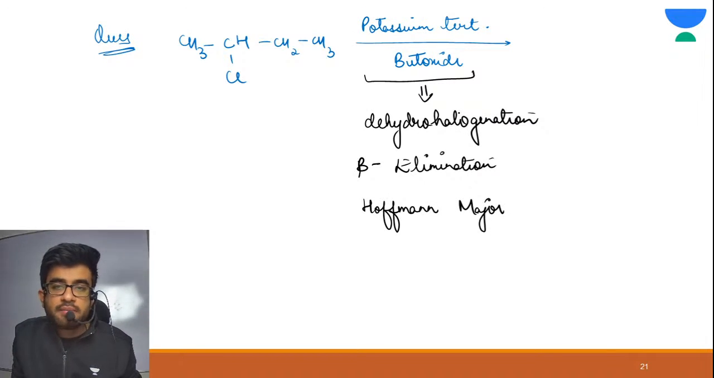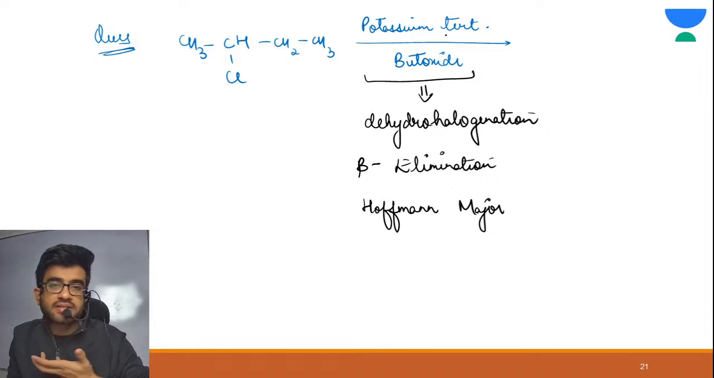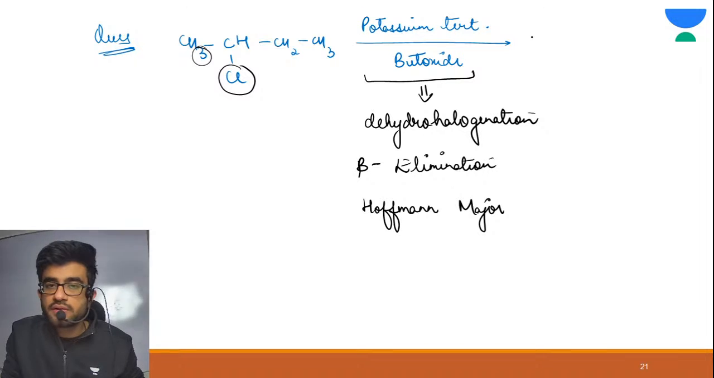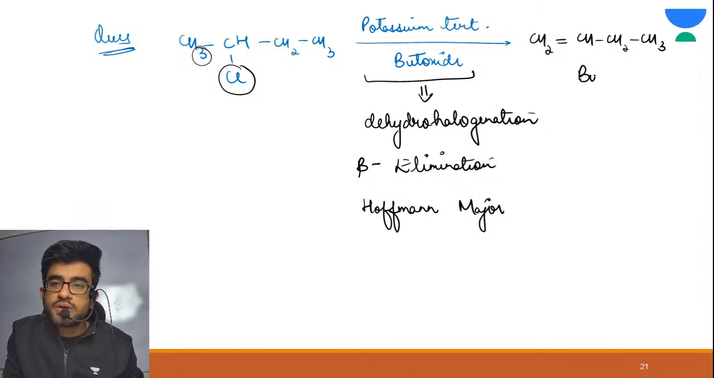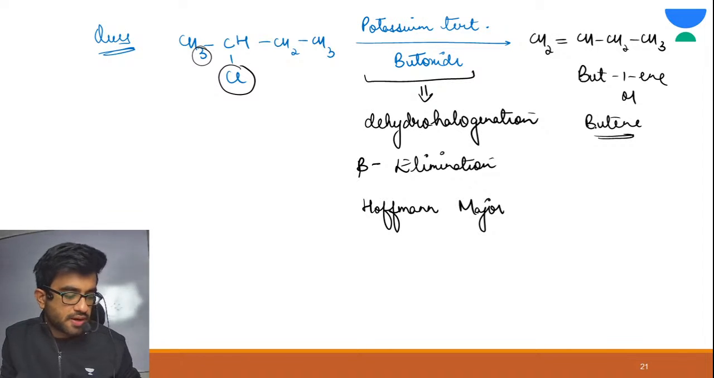Yes, why? Because this is a bulky group, and being a bulky group, it extracts hydrogen from the outside only. I've explained this to you, right? So this chlorine would go and one hydrogen would go. So what would be your answer? CH2 double bond CH, CH2 CH3. So but-1-ene. Fantastic. You guys remember all these, right?